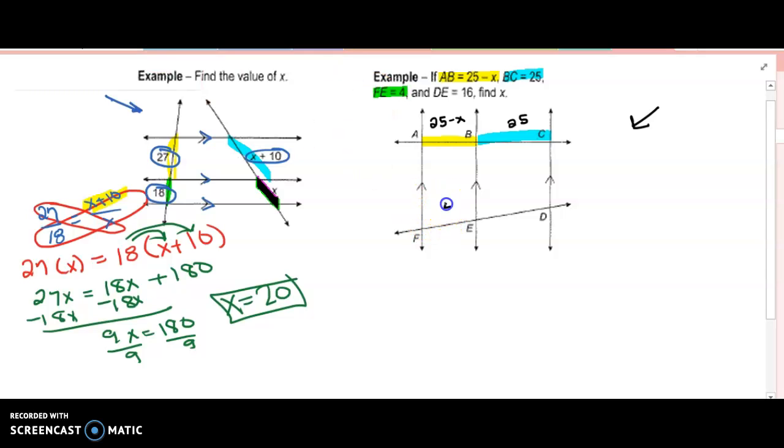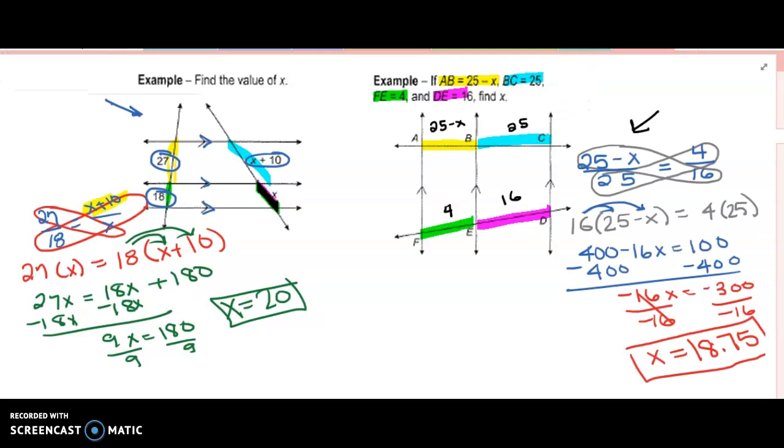FE is 4. And then DE is 16. Okay, so go ahead and set up a proportion and solve. All right, so you should have set up your proportion. 25 minus x over 25 is equal to 4 over 16.